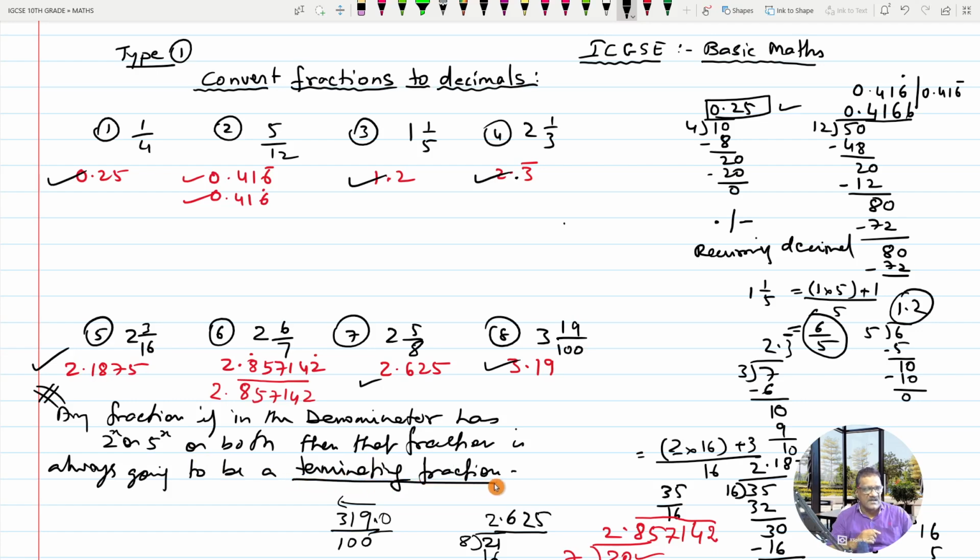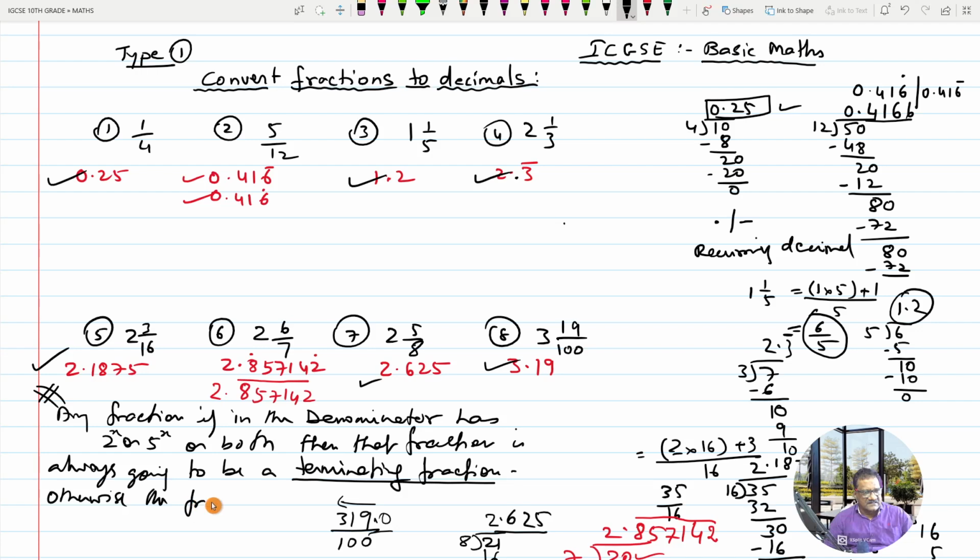Okay, it will always end with a remainder as 0. It will not result in any recurring fraction or a recurring decimal, isn't it? And if the denominator is something else, I'll write here otherwise.